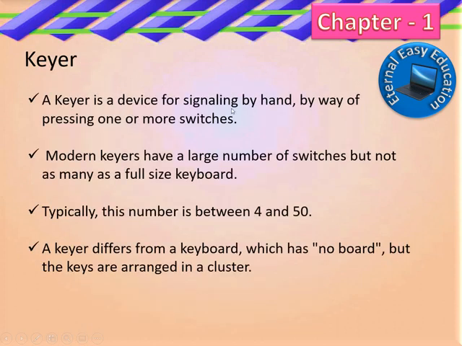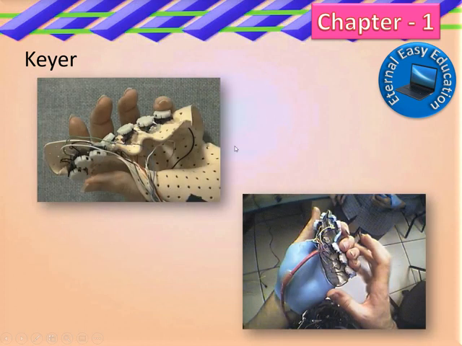Keyer is a device for signaling by hand by way of pressing one or more switches. Modern keyers have a large number of switches, but not as many as a full-size keyboard. Typically, this number is between 4 and 50. The keyer differs from a keyboard which has a board, but the keys are arranged in a cluster. So this is the keyer. It is used in different places, not in a commercial place where we are using our computers.